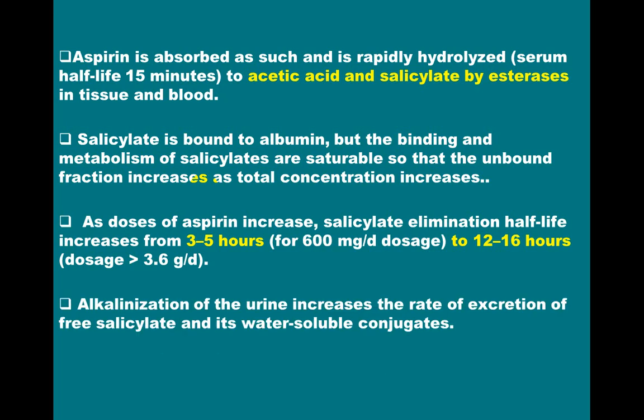Alkalization of the urine increases the rate of excretion of free salicylate and its water-soluble conjugate, and this modality is used to increase the clearance of salicylate from the body during salicylate or aspirin poisoning.